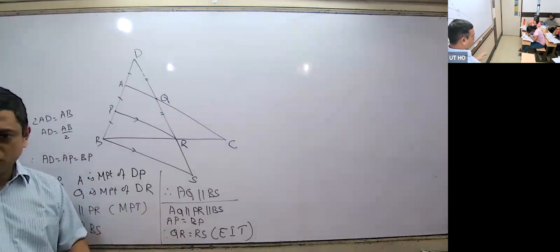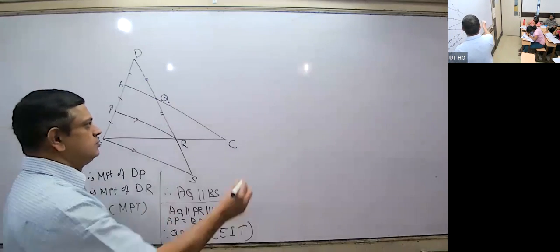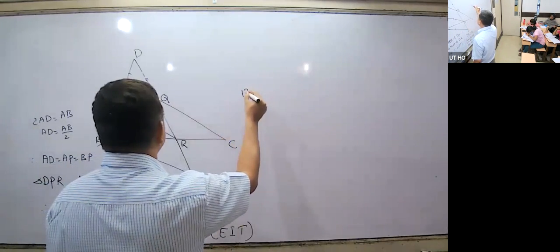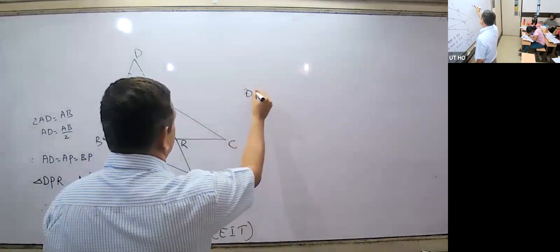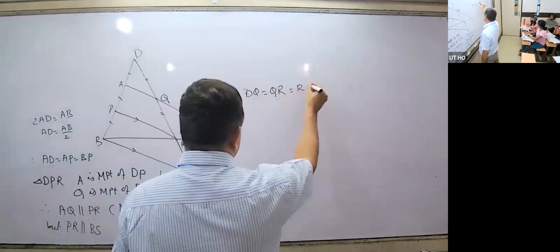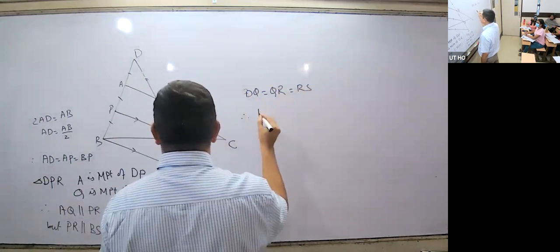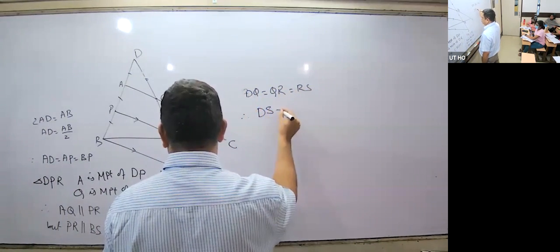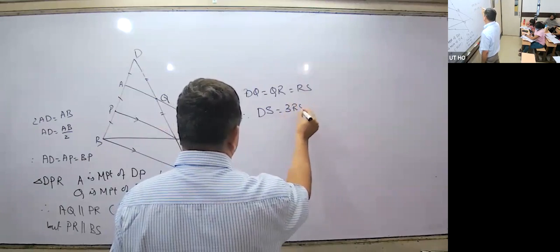So QR is equal to RS. So next step: hence, AP equals PB, DQ is equal to QR is equal to RS. Therefore, DS is equal to 3 times RS.